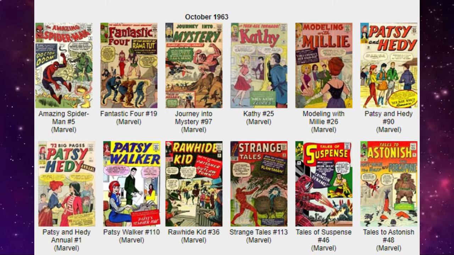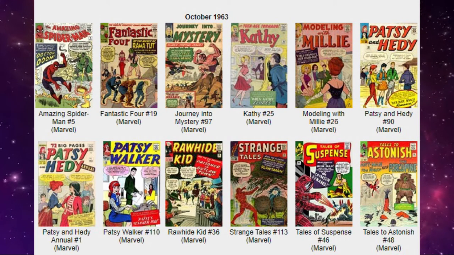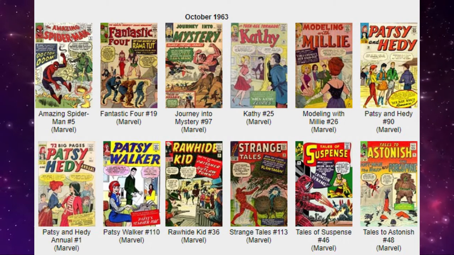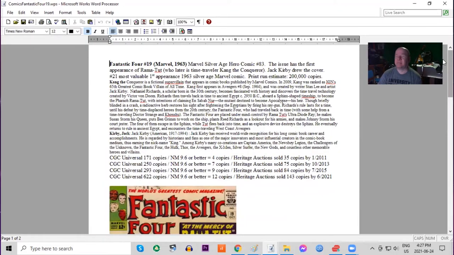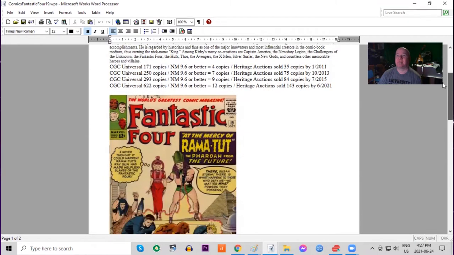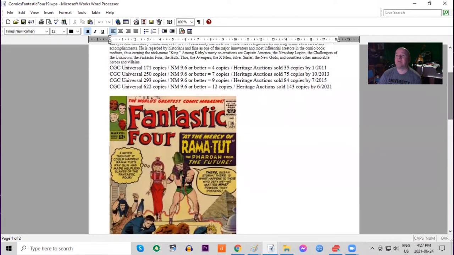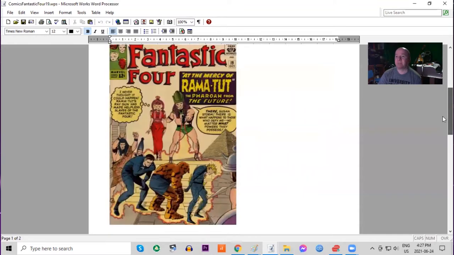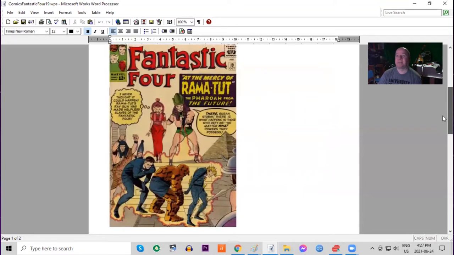Next on our list being released at this time, Fantastic Four number 19. This was now ongoing, and this was Marvel's best-selling Silver Age hero title. It's the first appearance of Rama-Tut, who later is the time traveler Kang the Conqueror. Jack Kirby cover art, print run estimated at 200,000 copies. Not as many copies of this one graded. In total, 600 copies in all conditions. Only 12 9.6s are better. Heritage has sold a lot less. So here's sort of an Egyptian pyramid cover.